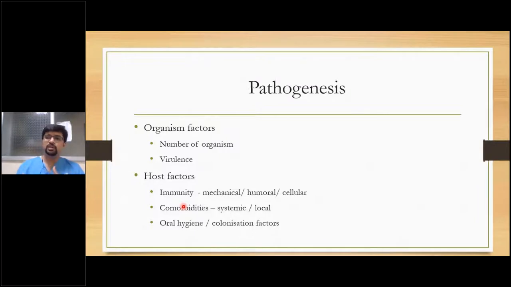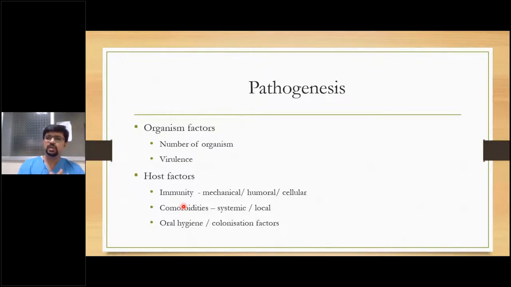Or even in your lungs, there are changes that happen, like in the case of bronchiectasis and cystic fibrosis, where there is structural alteration in the lungs. And this structural alteration basically leads to colonization. And this colonization over time, when your immunity is on the lower side or the virulence of the organism is on the higher side, can lead to an infection. And there are other factors like colonization factors and oral hygiene factors, which I just mentioned.